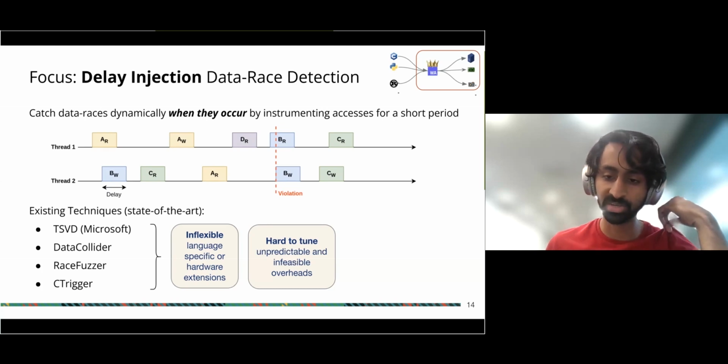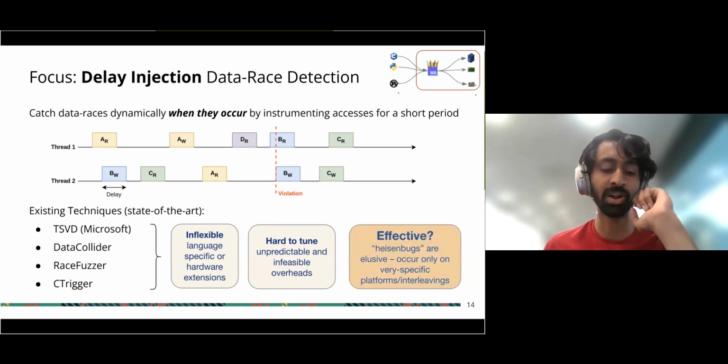And finally, I think the most important thing is how do you quantify the effectiveness of these debuggers?